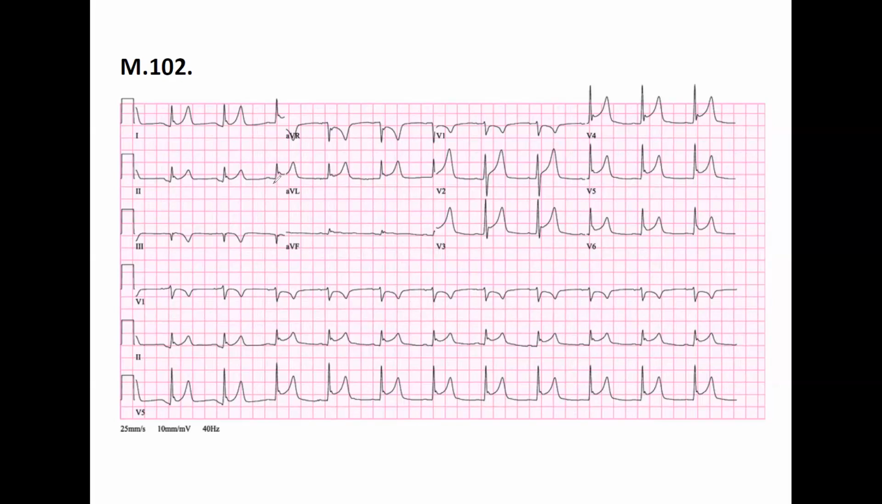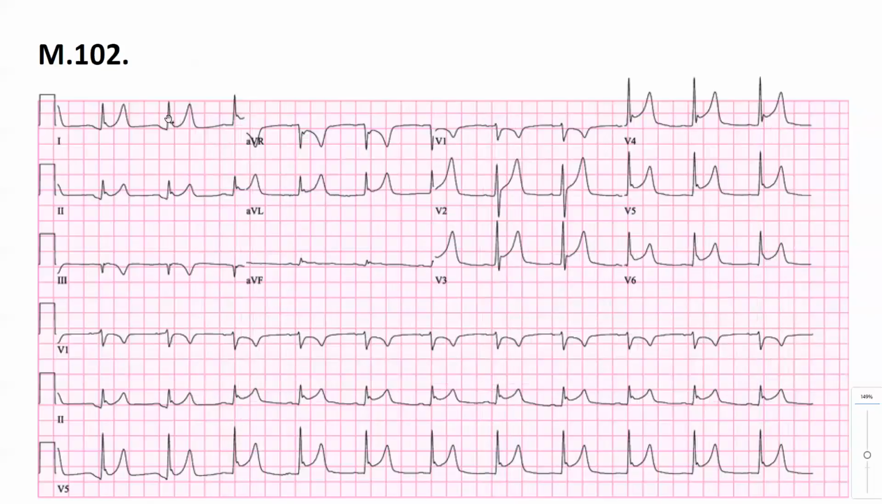I do not think so. First of all, you have to find the beginning and the end of the QRS complex. Okay, I will show you. Let's focus on lead number one. As you see here, this is the beginning of the QRS, and I will assume that this is the end of the QRS. So relatively, the QRS is not wide. It's narrow.